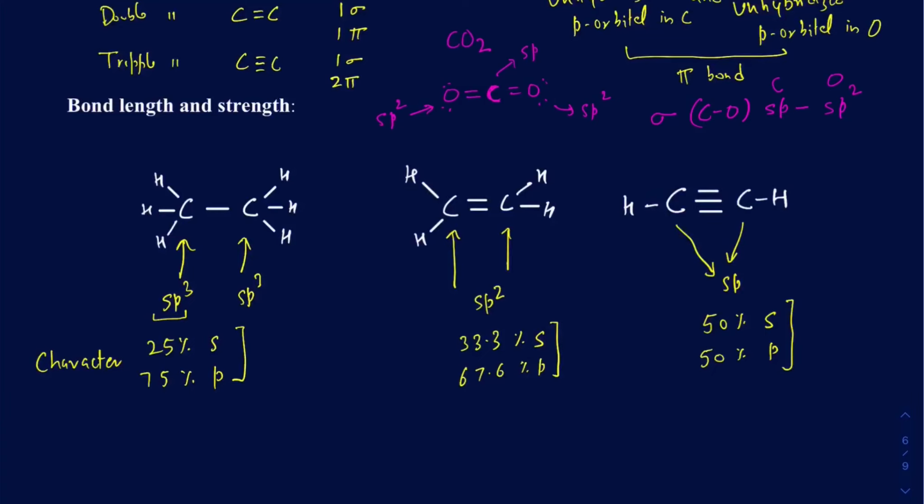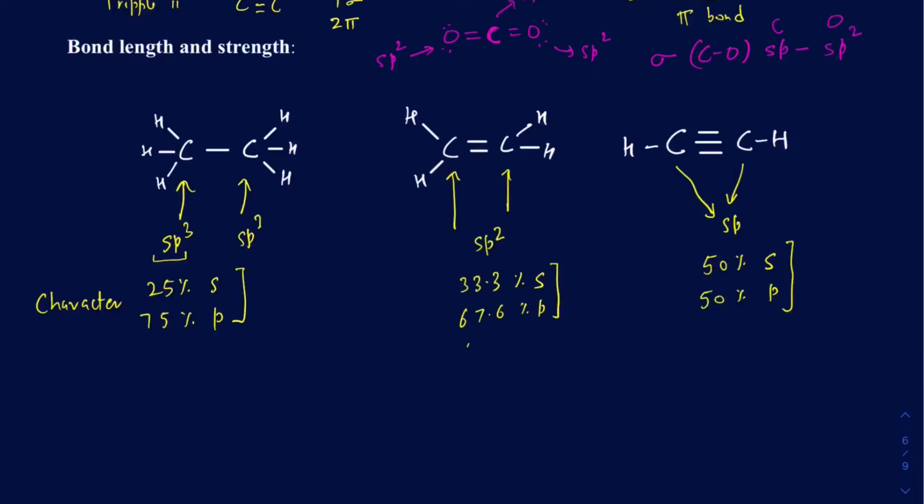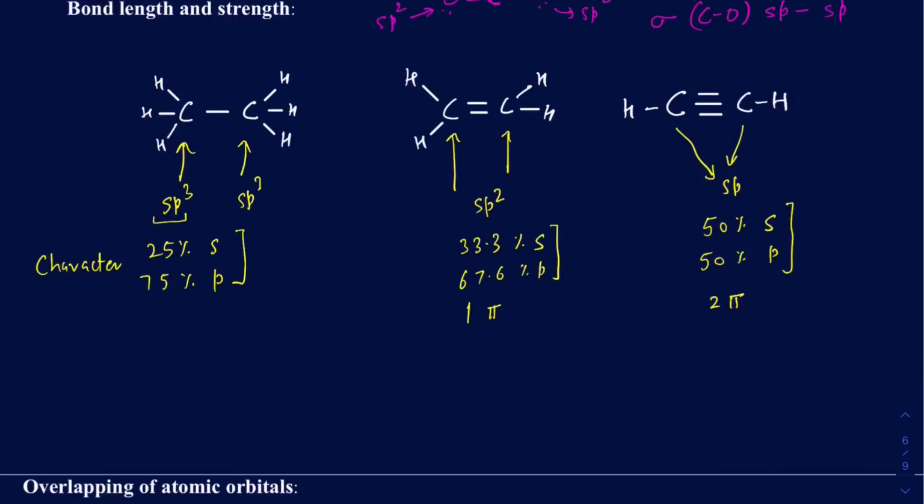The other way of looking at it, there is going to be 1 pi bond in the double bond, and there are going to be 2 pi bonds in the triple bond. So those pi bonds, since they do the sidewise overlapping, they also bring those atoms closer to one another. In terms of the bond length, your single bond is going to be the longest, and your triple bond is going to be the shortest. And obviously your double bond stays in between.